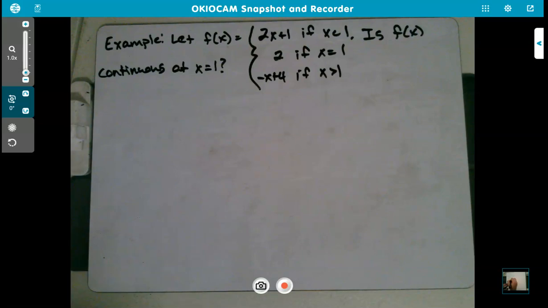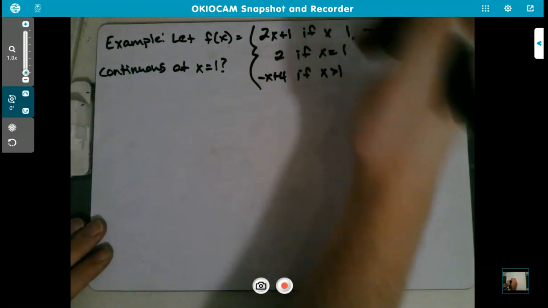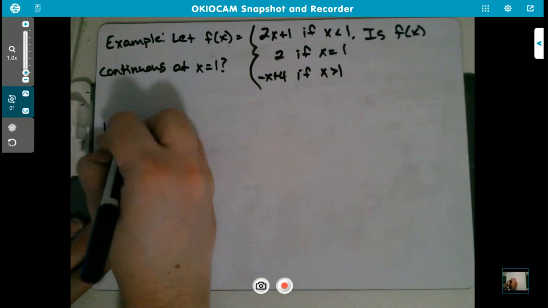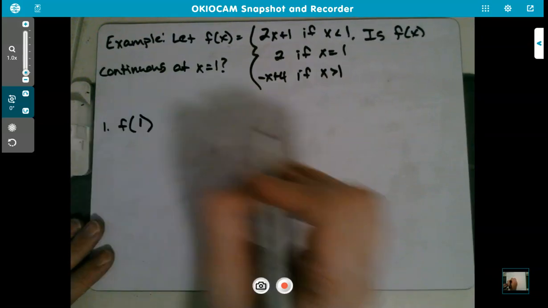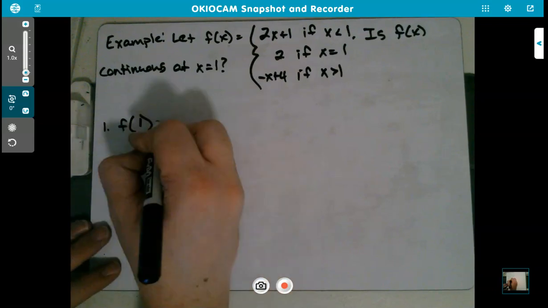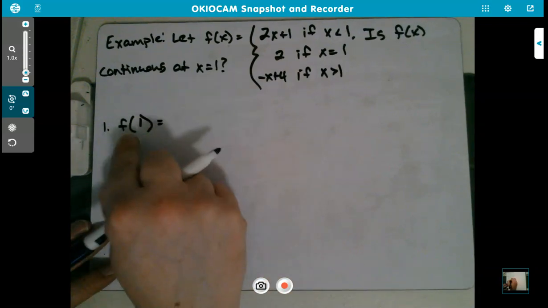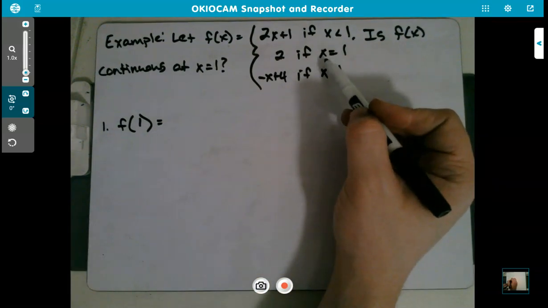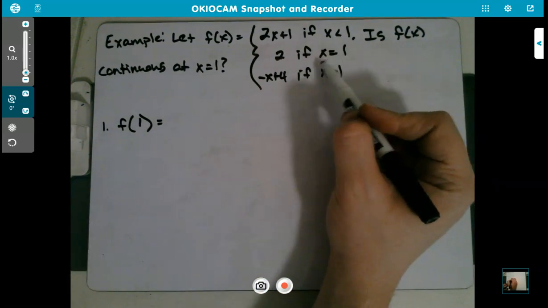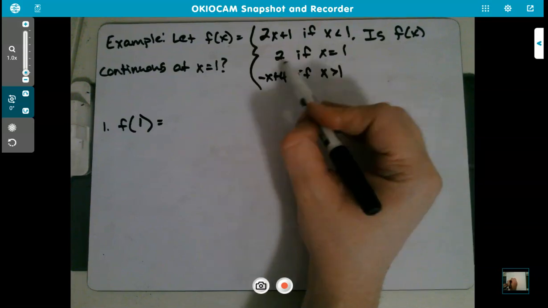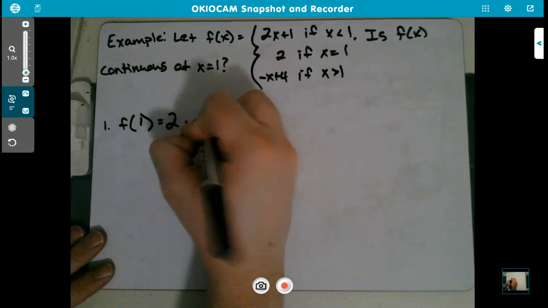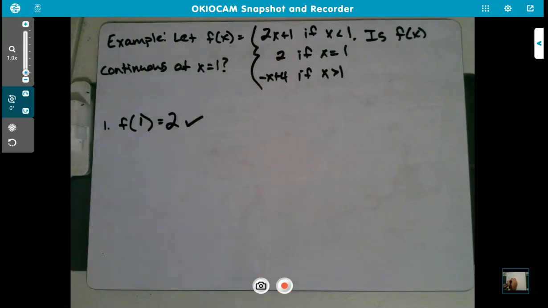So again, let's check all 3 of those rules that I've got to pass. So the first rule, can I find f of 1? So I'm going to look on here and see which part I want to use when I plug in a 1. So since I see right here, this is what I use if x is equal to 1, I'm going to do that one. And as I can see, the rule says it's equal to 2. So f of 1 is equal to 2, and that one is good because I can find a value.